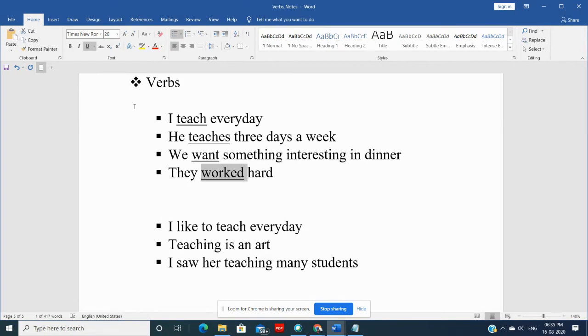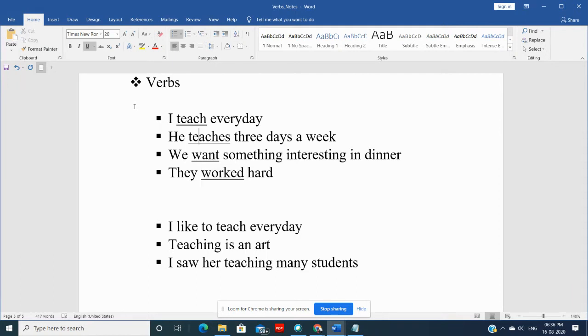We can say that these verbs not only change according to the subject, but they also tell us about the tense. Like, I teach every day is present tense. He teaches 3 days a week is also present tense. He wants something interesting in dinner, again present tense. And they worked hard is past tense.